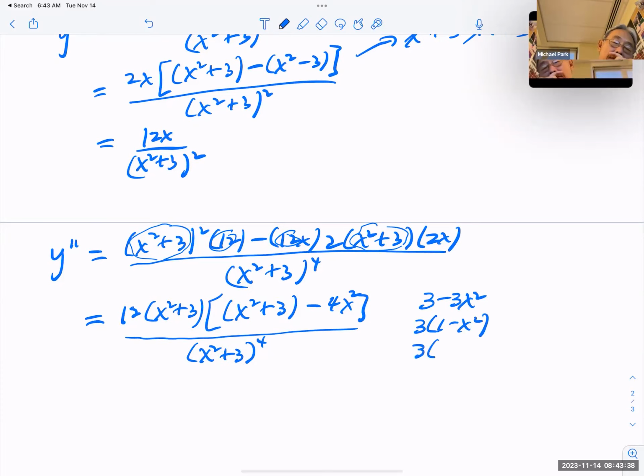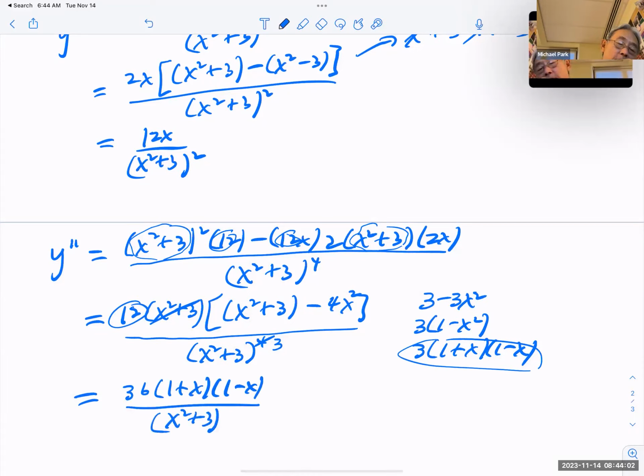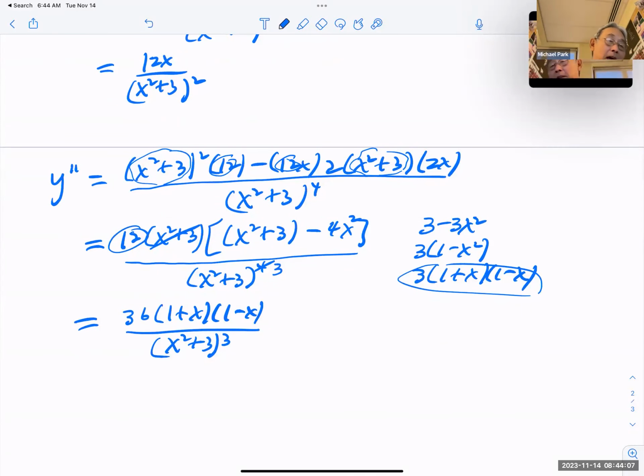And then that's the same thing as (1 plus x) times (1 minus x). So putting it all together, this x squared plus 3 will cancel into one of those. And then you've got a 12, but then you need to multiply it by this. So it's going to be 36 (1 plus x)(1 minus x) all over (x squared plus 3) cubed. And for most of you, that's the hardest part of the whole problem, getting it down to that.